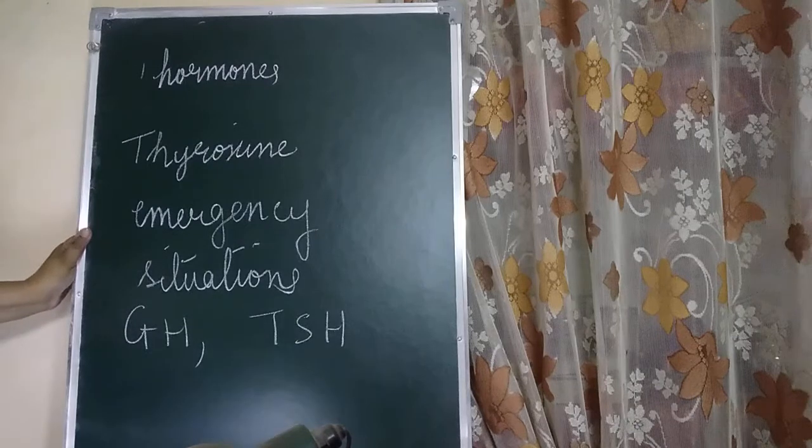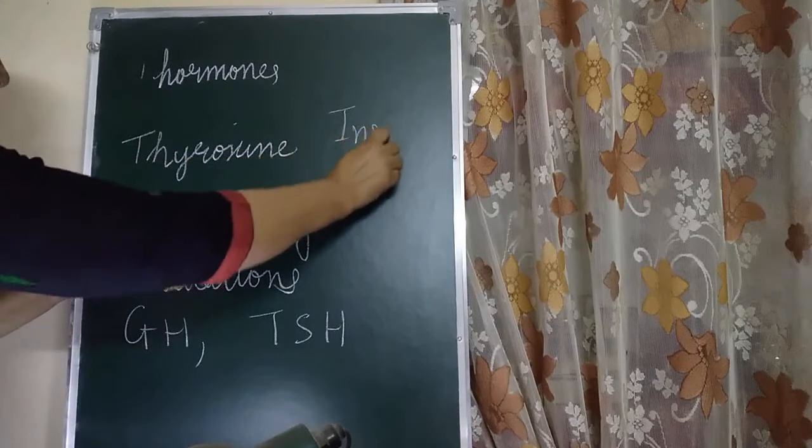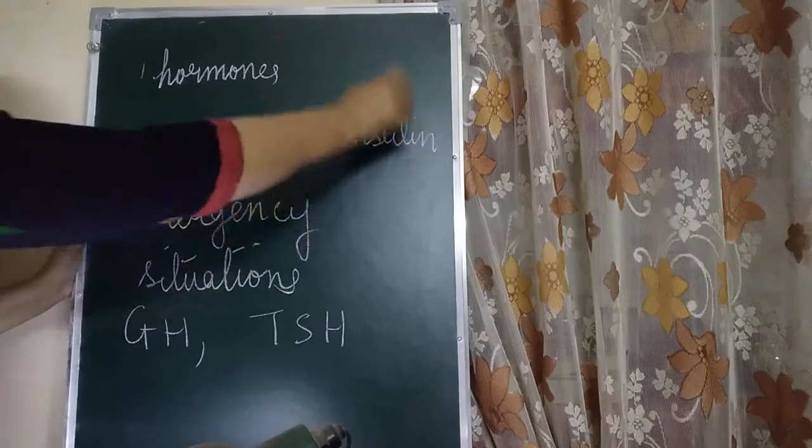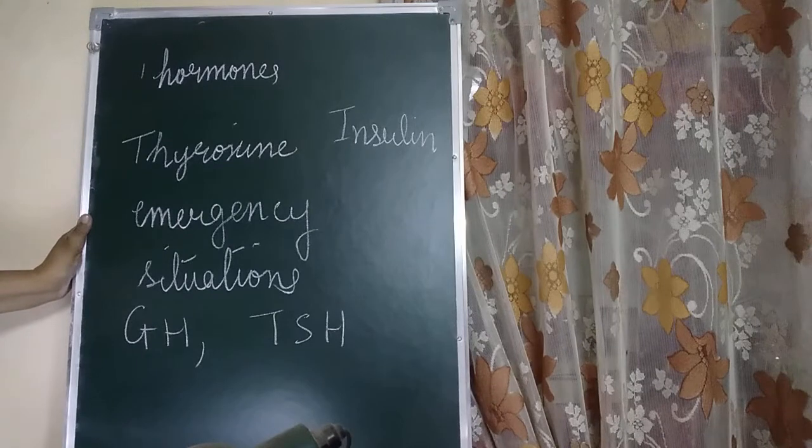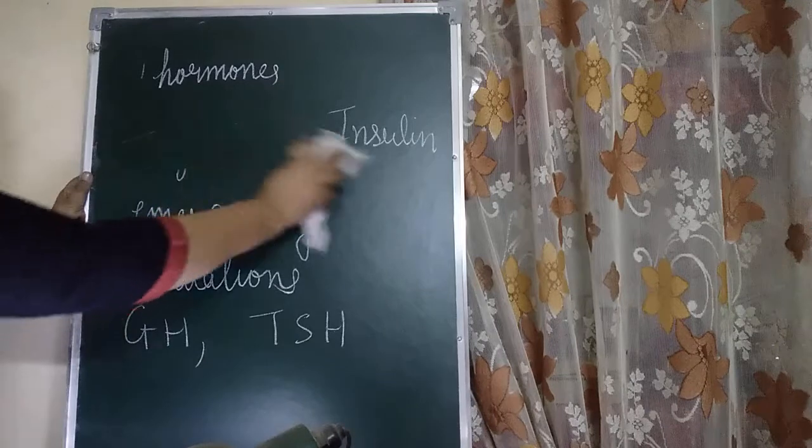Now pancreas, which hormone is secreted? Insulin, children. What is the role of this insulin? This insulin regulates the blood sugar level, children. Now ovaries, what is their location? They are located in the pelvic region. Which hormone is secreted, children?